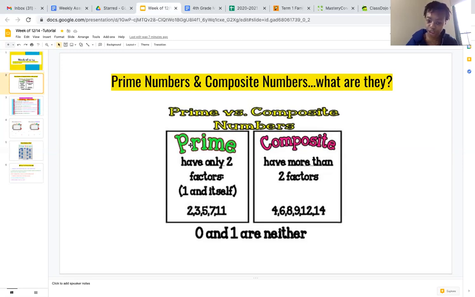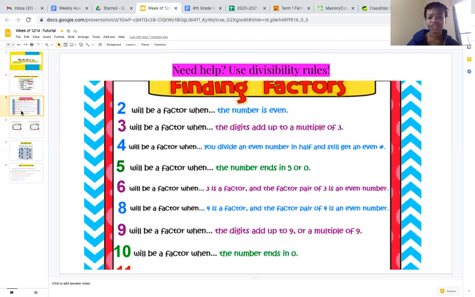Very important to note is that 0 and 1 are neither prime nor composite. They are just in their own category. So this I showed you last week, and it's super useful in order to come up with factors for numbers, right? We looked at this last week, but again, this knowledge and these skills are going to be so critical as we move through this week.